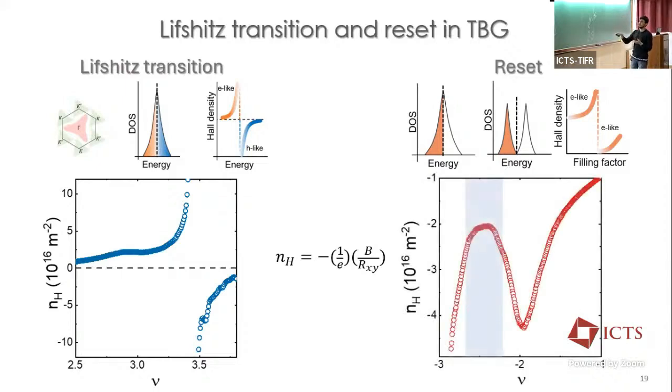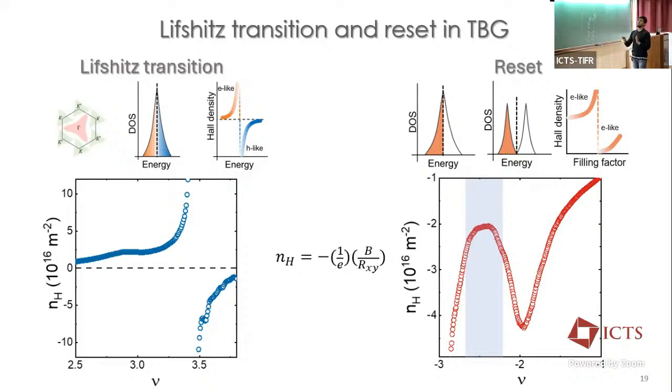Again, it's a Hall density measurement which can probe it quite well. So this is on the negative side, so look at the magnitude. Initially it increases, then decreases, then again increases, and this is known as a reset behavior. Now, all this, the Lifshitz transition and reset, are well known and were probed earlier in twisted bilayer graphene. Now, all these measurements were done at a magnetic field of 1 Tesla.